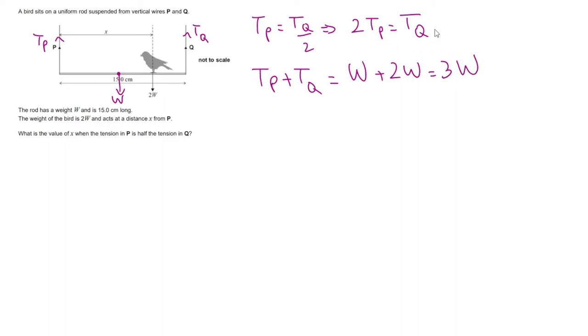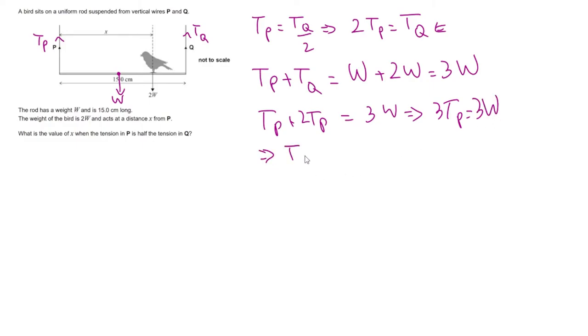But we also know from up here that TQ is two lots of TP. So we can therefore write this as TP plus 2TP equals 3W, which implies, of course, that 3TP equals 3W, which tells us, therefore, that TP equals W. So we now have a value for one of the tensions in the string relative to the bird.